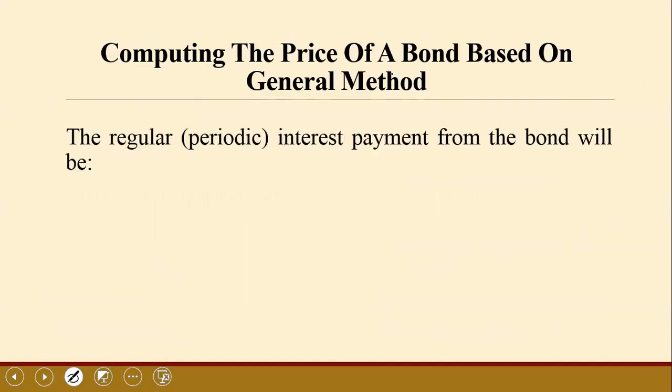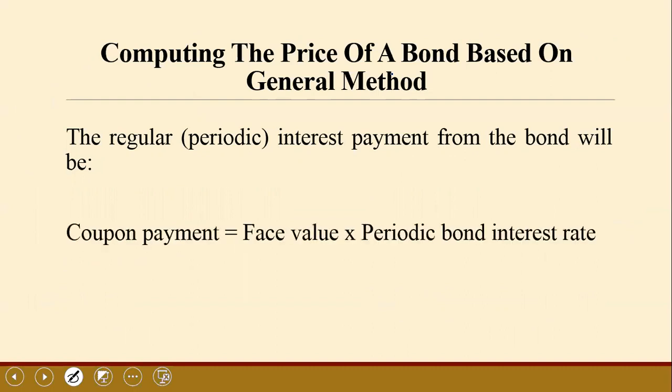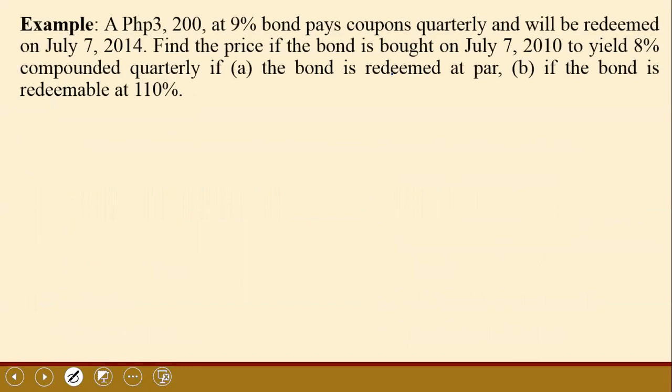Example. In computing the price of bond based on general method, the regular or periodic interest payment from the bond will be coupon payment equals the face value times periodic bond interest rate, or K equals FB. Okay, yan yung variables na nagamit. Okay, example.